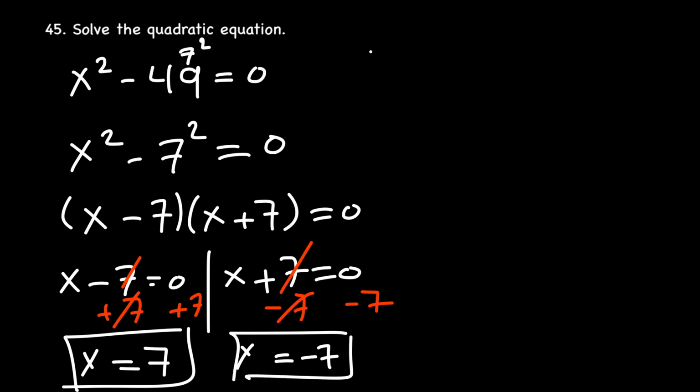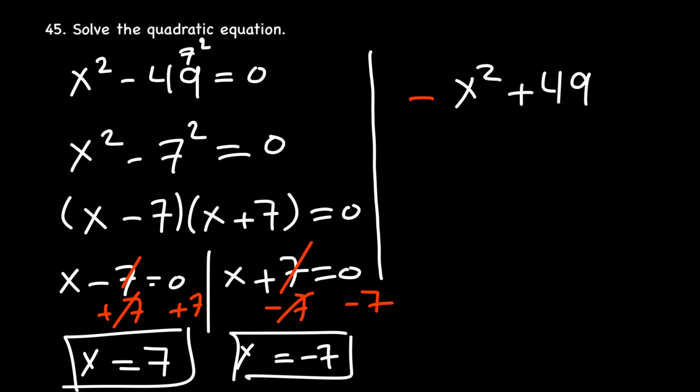Let us now solve the same question but with a small trick. The new question will be minus x squared plus 49 equals 0. Try to solve this question, then check your answer. In order to solve this question, the only thing we have to do is to change the order of these terms. So we will start with 49, then we will put negative x squared equals 0.